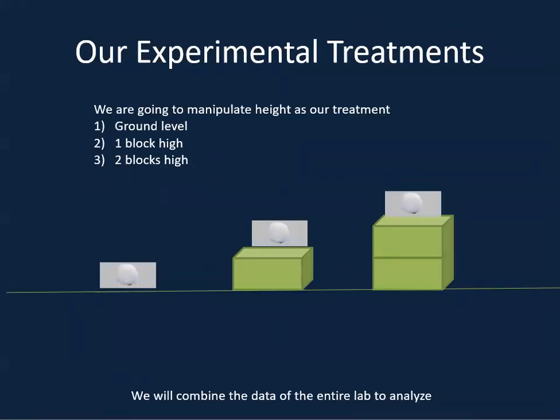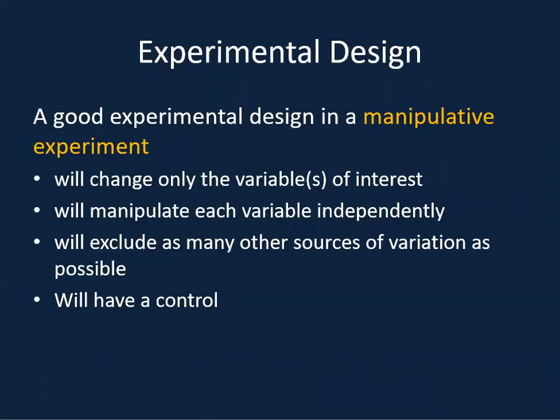So our experimental treatments will be ground level, 1 block high, and 2 blocks high. We will then combine the entire lab's data to analyze. So a good experimental design will have a manipulative experiment. It will change only the variables of interest and will manipulate each variable independently. It will also exclude as many other sources of variation as possible and will have a control.